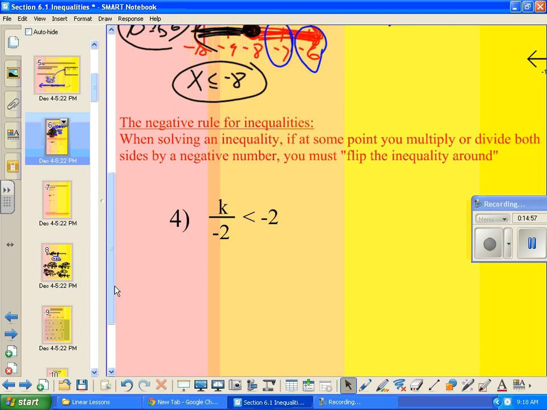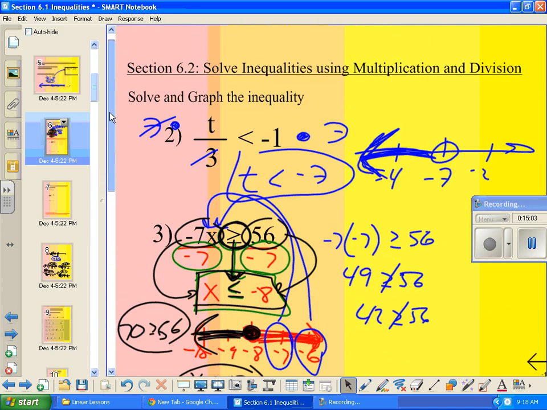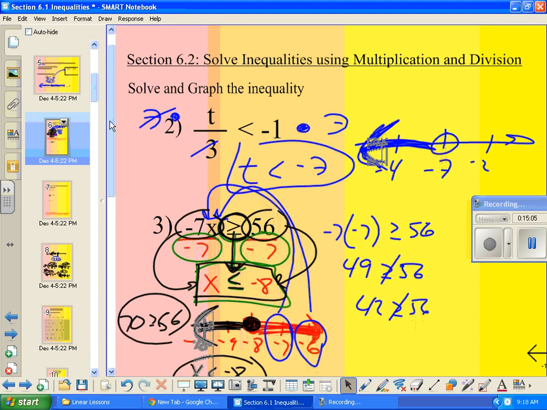I'm just calling it the negative rule for inequalities. And I showed the problem above that, number 2, to show you it doesn't matter if you have a negative number in the problem. That doesn't affect things. In this problem, there was a -1 over here, but that doesn't mean I have to change the sign.